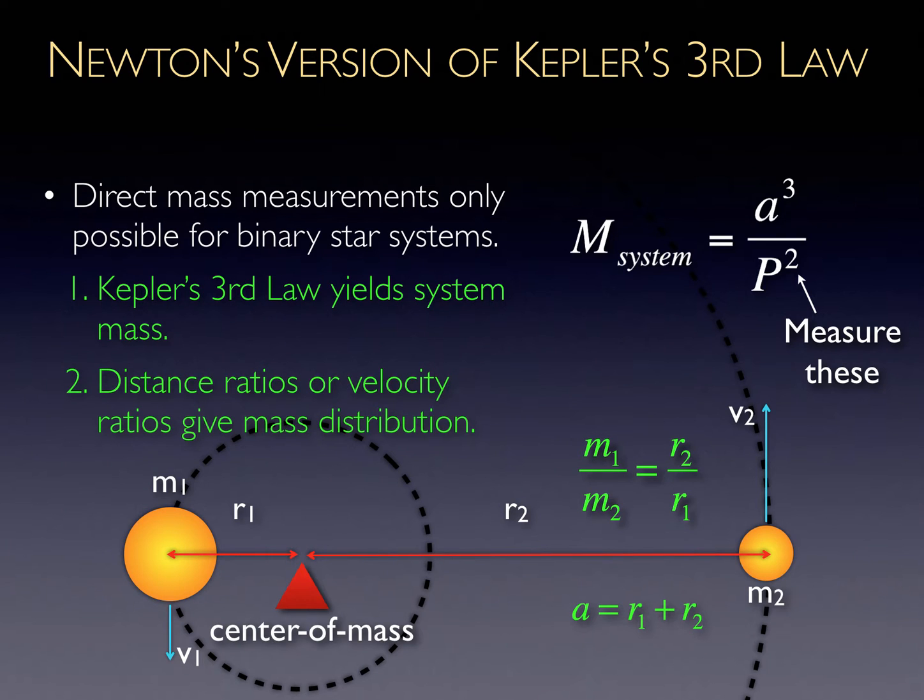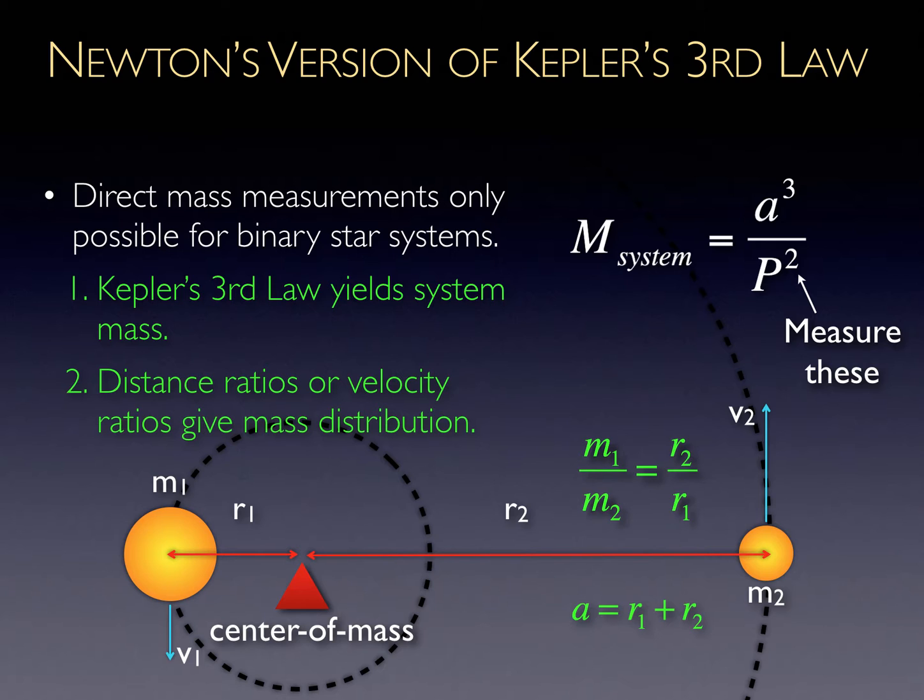The masses of stars in a binary system are found by using Kepler's third law. We thus need to measure the orbital period p and the separation distance a between the stars. Using this law, we get the combined mass of both stars. Then, by comparing the distances of each star to the center of mass point between them, or by comparing the speeds of each star around the center of mass point, we can determine how much of the total mass belongs to each individual star.